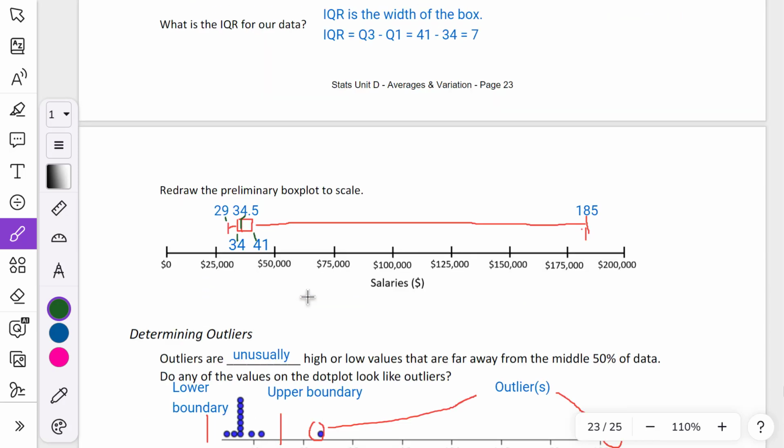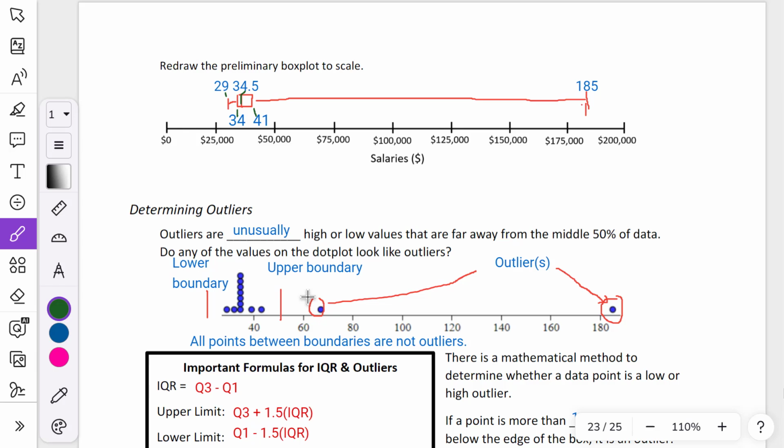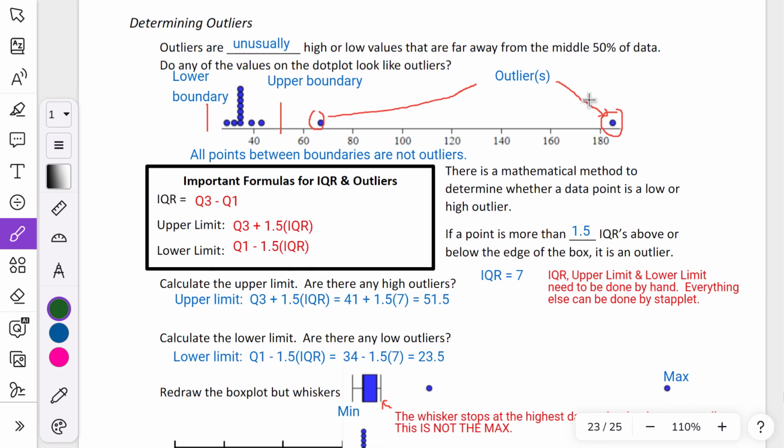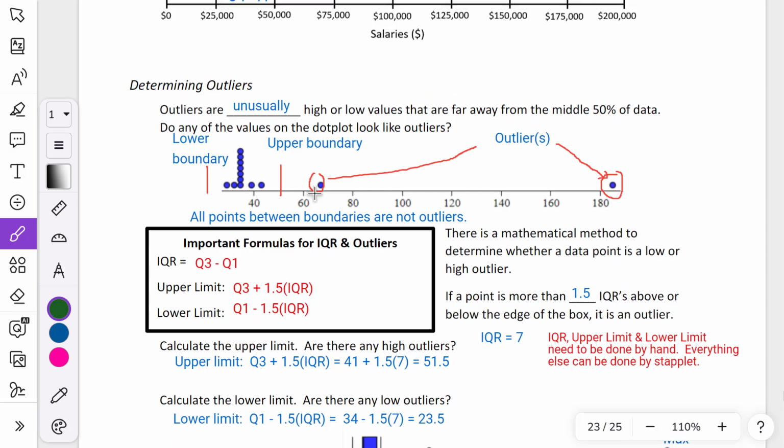Okay. Now, outliers is a big part of doing box plot. Outliers are unusually high or low values that are far away from the middle 50% of data. And so do any of the values look like outliers? This one for sure. When I was doing this lesson in class, we're like, well, maybe this one. So you've seen the punchline. Yes, this one is an outlier. So how do we know that one's an outlier, but not this one near 40, right? Because there is a gap.